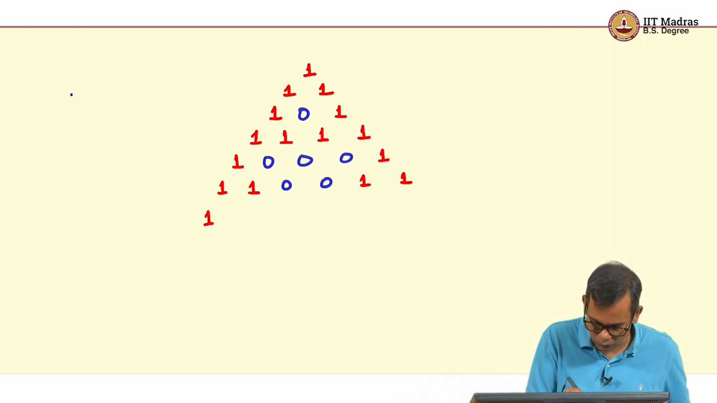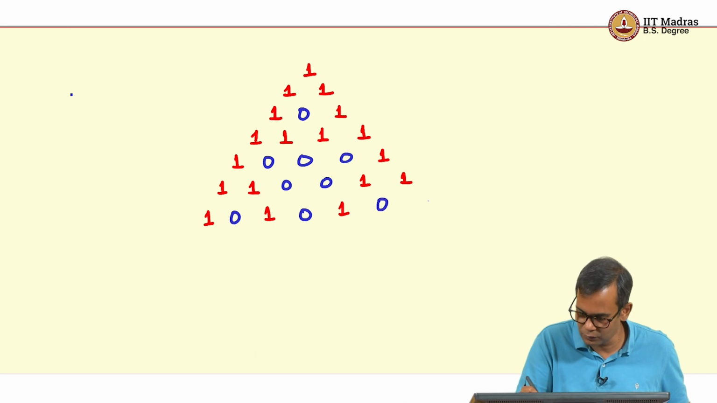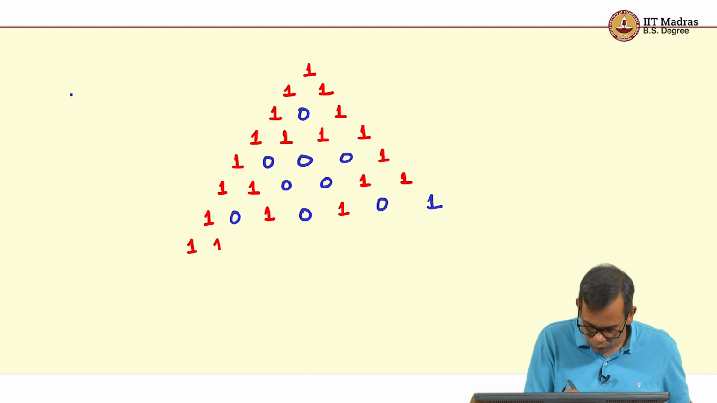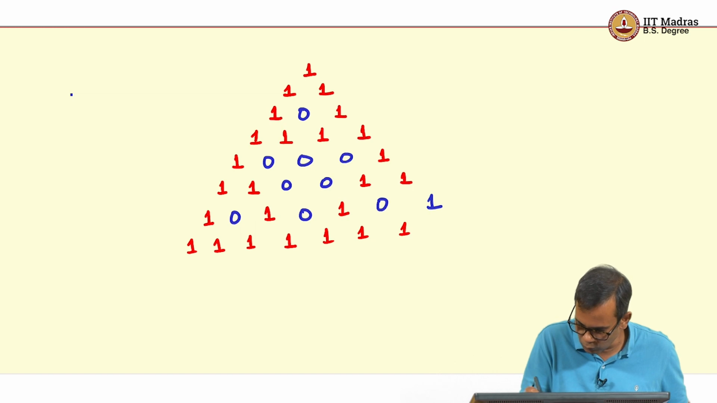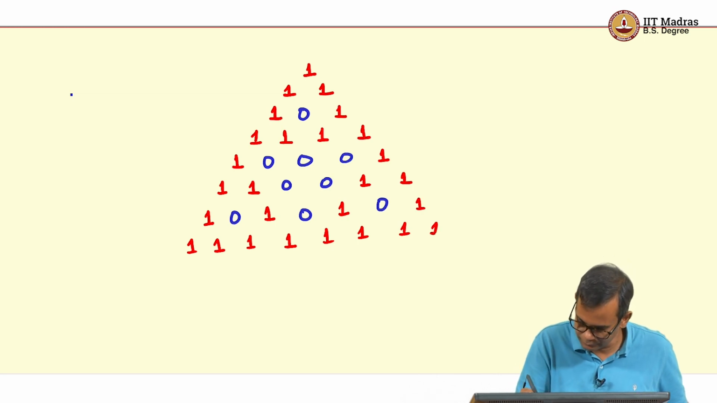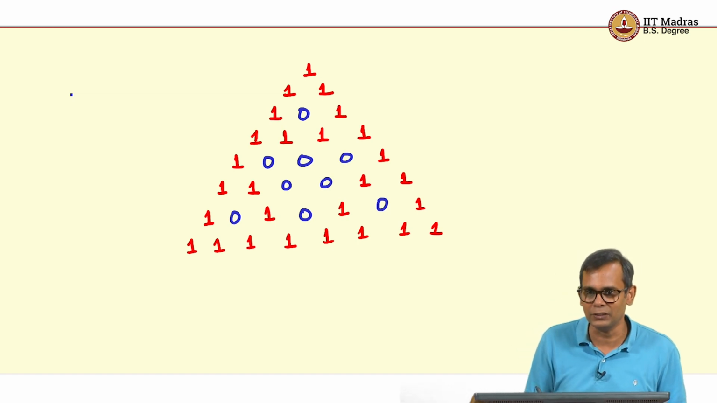1 0 1 0 1 0 1, and let me do one more row, 1 1 1 1 1 1 1. Oh, here I have used the wrong color, let us change that to red, and so on. It looks like there is a certain pattern emerging.